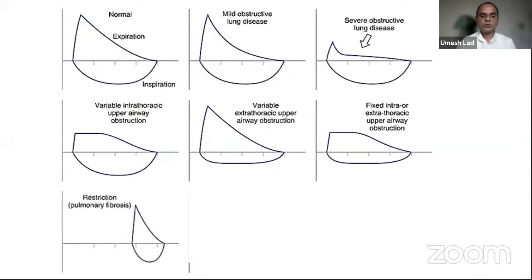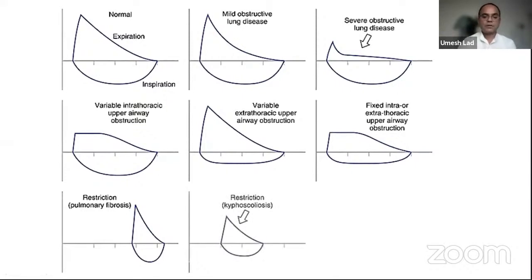Then the restrictive pattern, pulmonary fibrosis. Now, if you compare this graph and this graph, they look almost the same if you just look at them individually. But if you compare with the normal, what is happening? The volume is on the higher side. Sorry, it is on the lower side, and the total capacities are decreased.